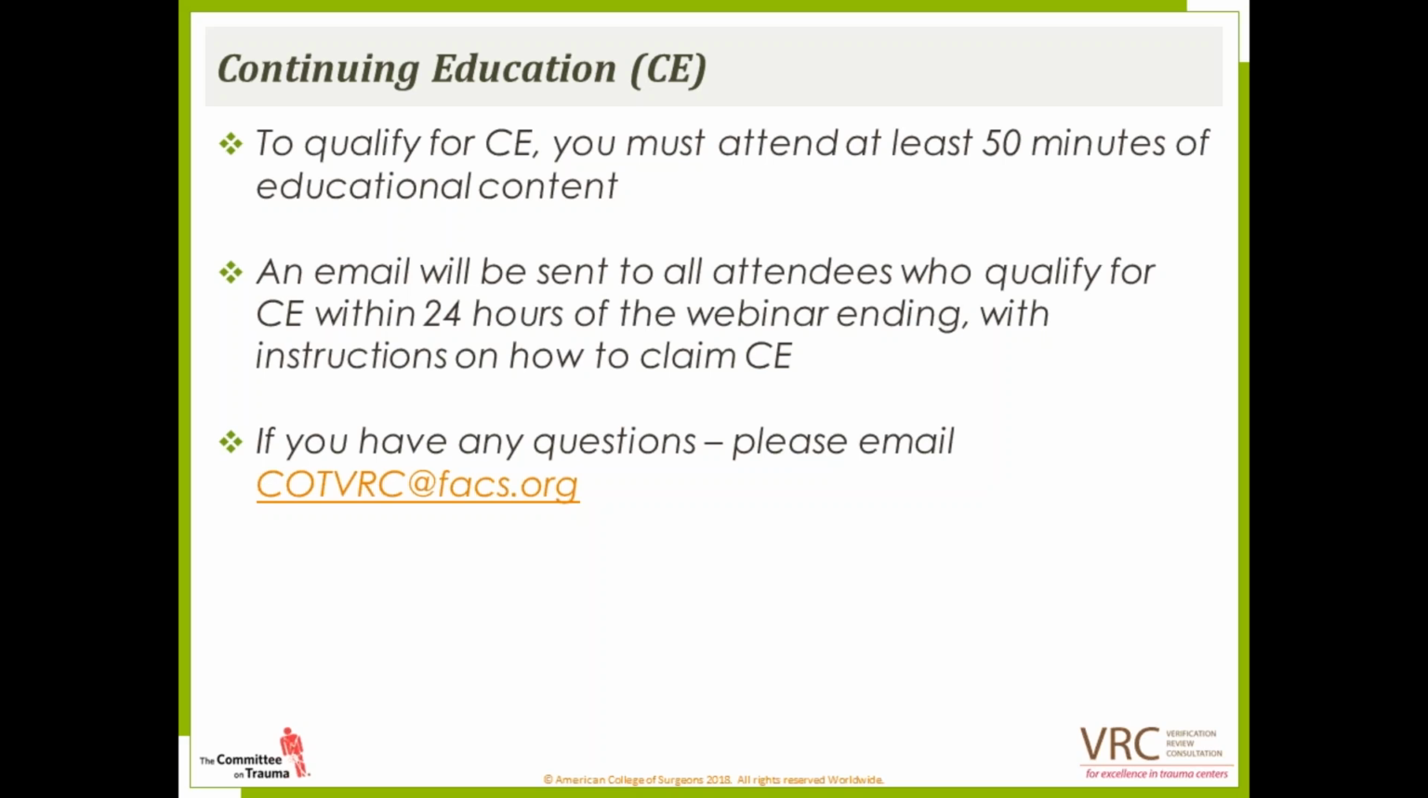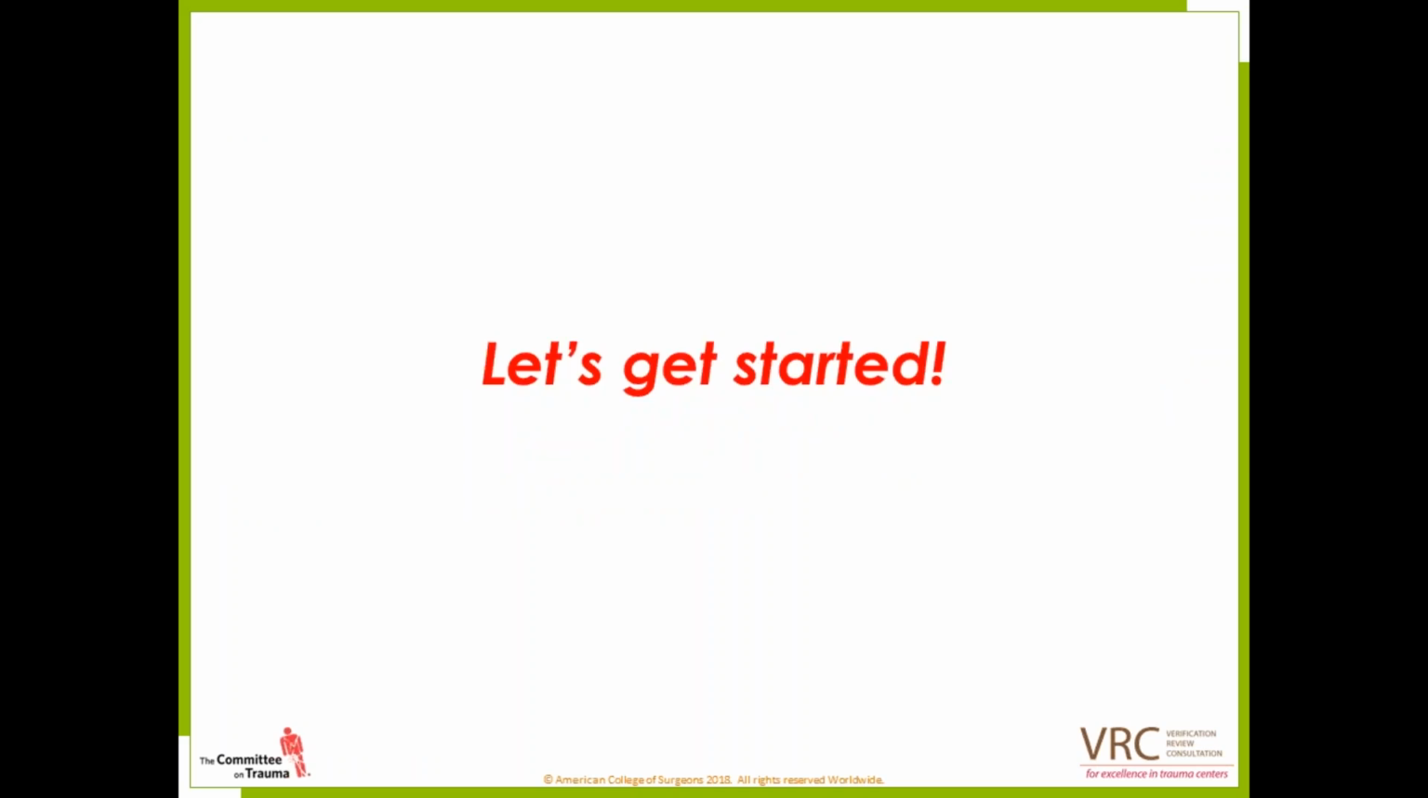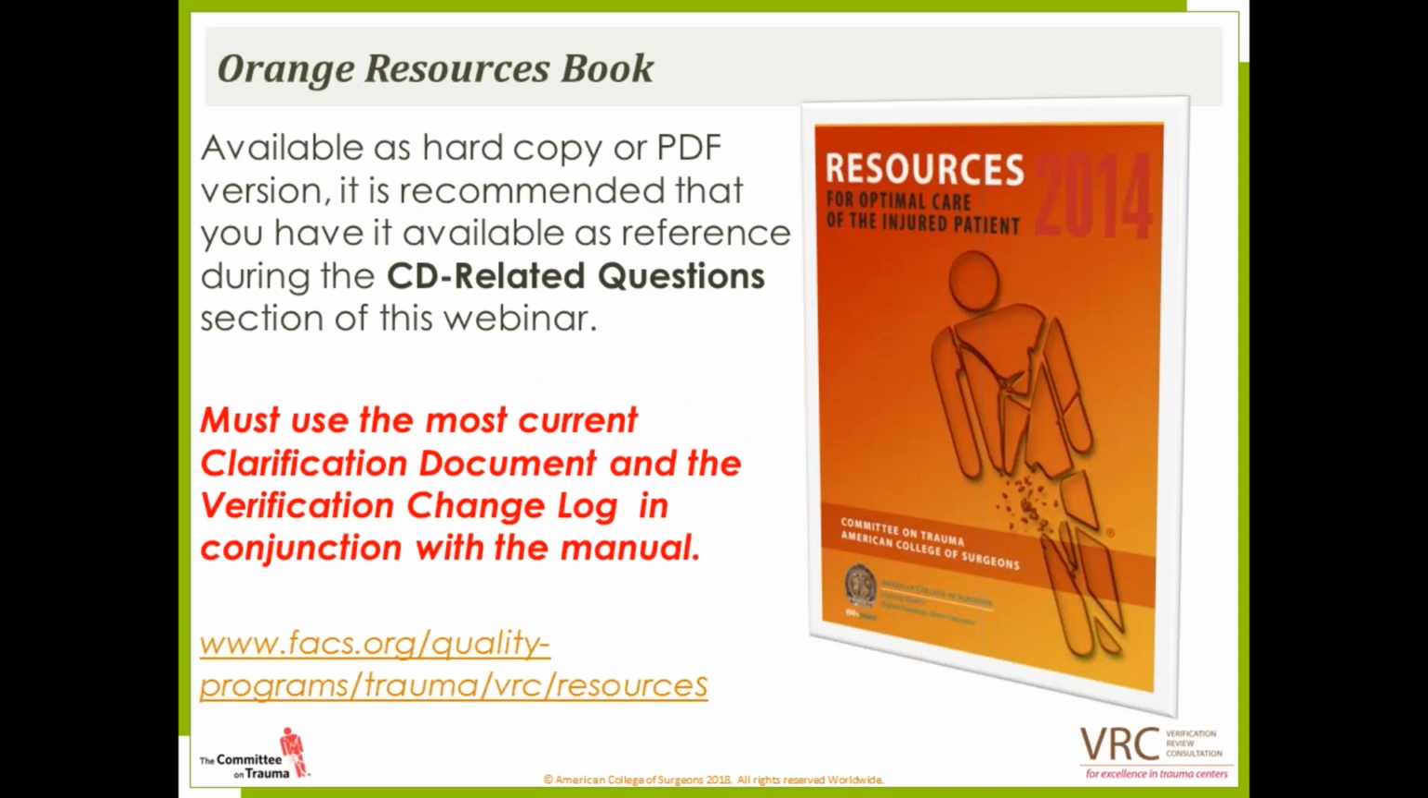If during the webinar presentation you have any questions about anything that is presented today, please email us at cotvrc@facs.org. The goal for today's webinar is to interpret the standards outlined in the Resources for Optimal Care of the Injured Patient Manual to ensure that hospitals have an understanding of the criteria to provide quality care to the injured patient, understand the processes and standards involved in an ACS trauma verification site visit, and how following these will positively impact the quality of care of the injured patient at your trauma center. So with that said, we're going to go ahead and get started.